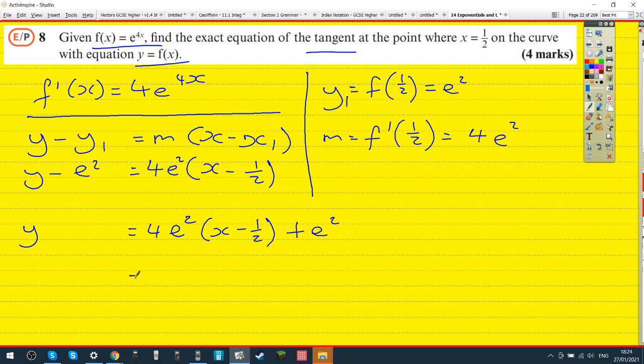Expand the brackets just in case. 4e squared x, and then minus 2e squared plus e squared. Okay, and simplify it. 4e squared x minus e squared. So m is 4e squared and minus e squared is like c. It's like y equals mx plus c.